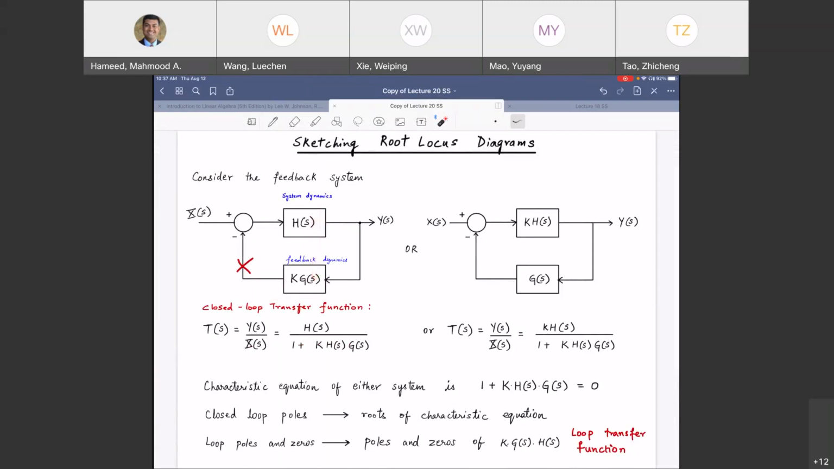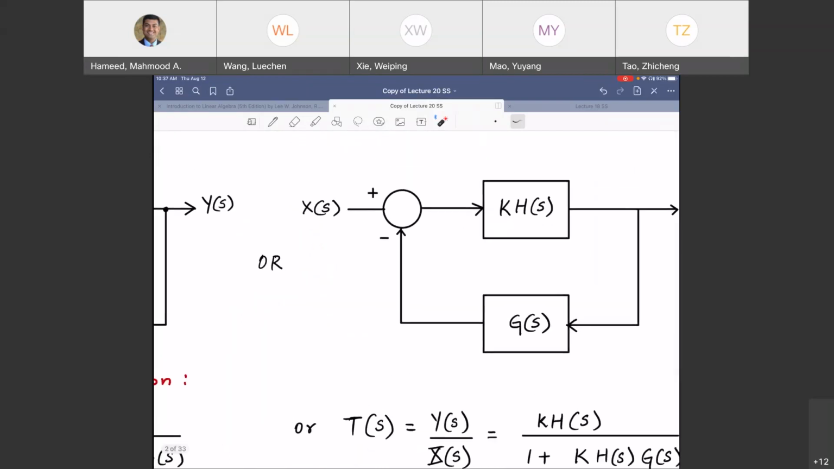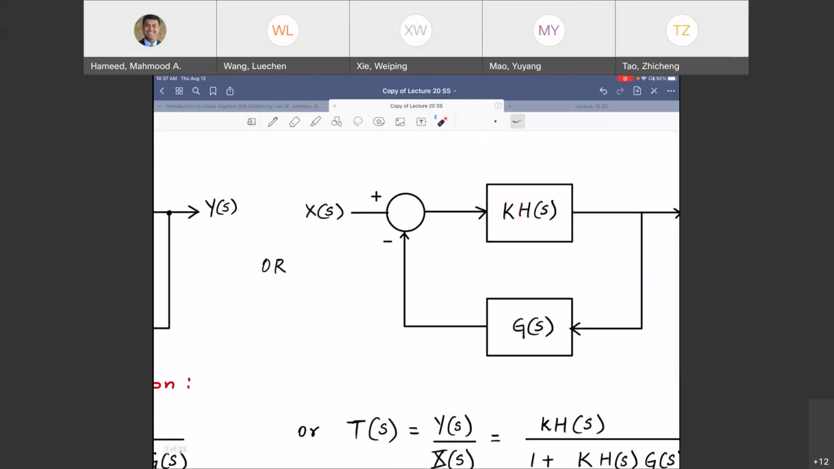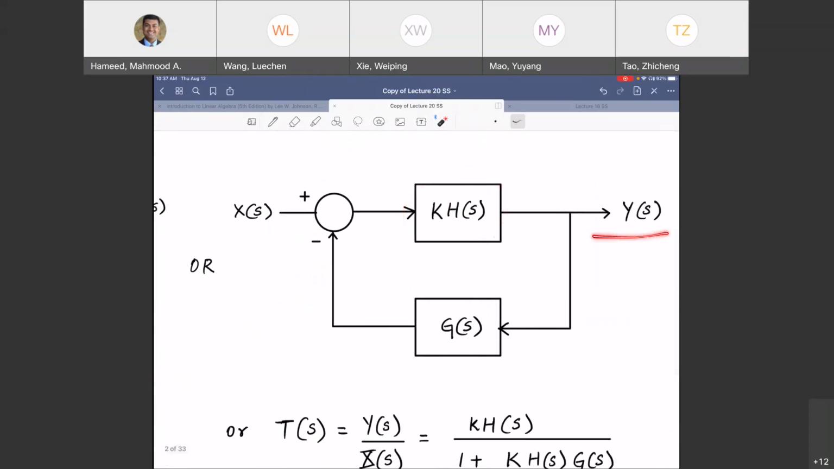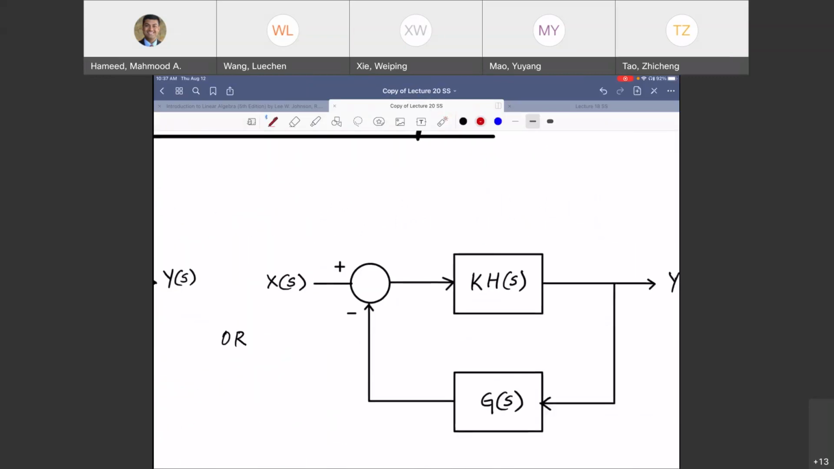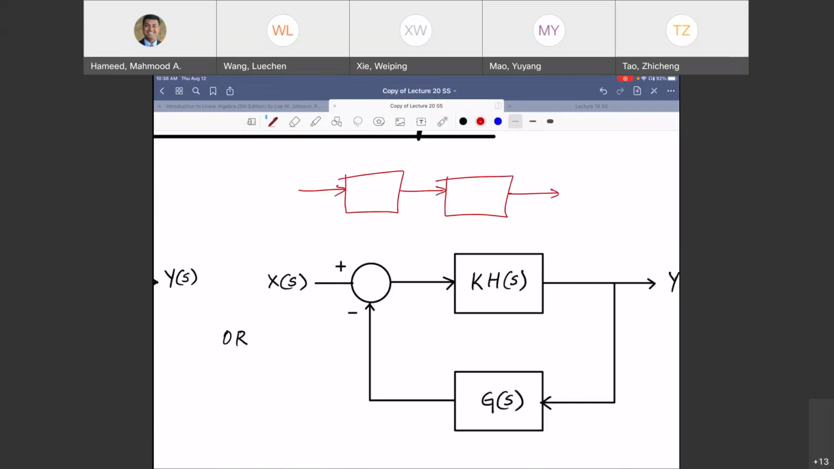But because it is a product of two things, you could also have k over here, and it will give you the same product. X of s, system dynamics of k h of s, output is y of s, being fed back through g of s back into your system to close the loop with negative feedback. So even here, the loop transfer function is what? The product of these two, right? So imagine this to be something like this: x, h, and y. So this is g here, this is k h of s here.